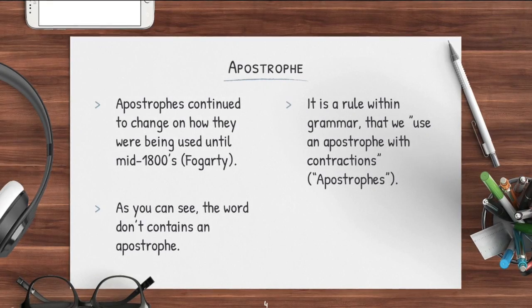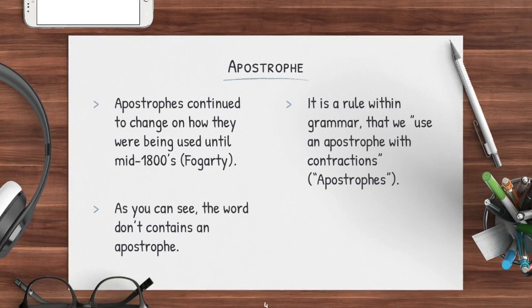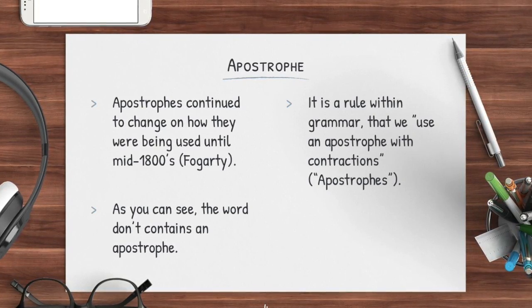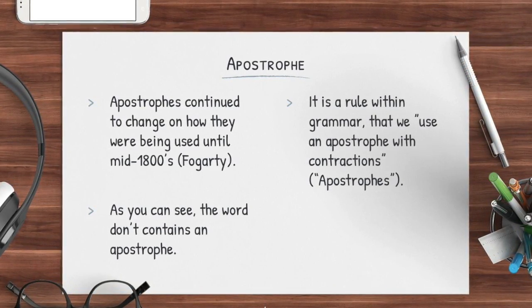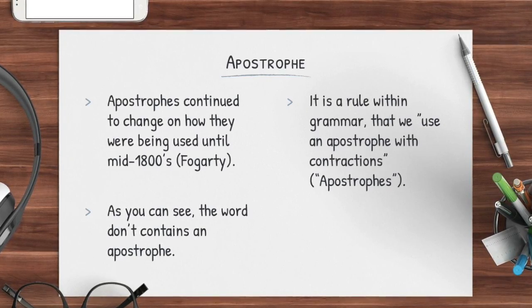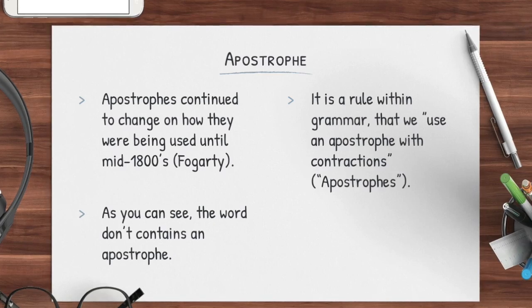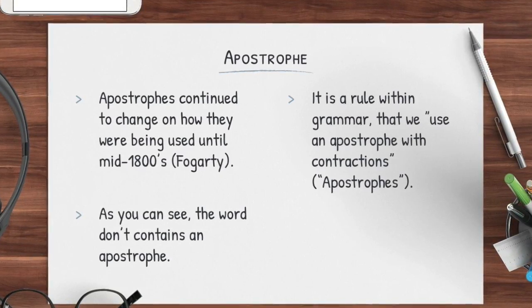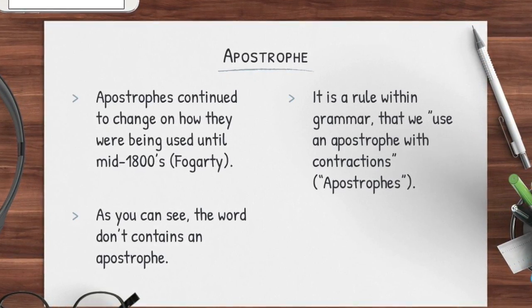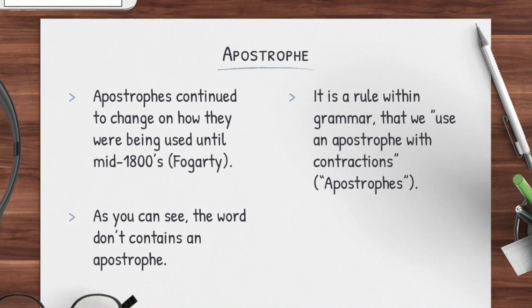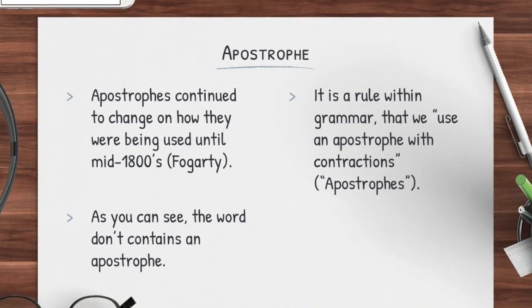Inside of my contraction, we have the word don't, which contains an apostrophe. Apostrophes continued to change how they were being used until the mid-1800s, until set rules were placed on how they should be used. One of the ways we use apostrophes is as a contraction, which is how it is being used within my construction.